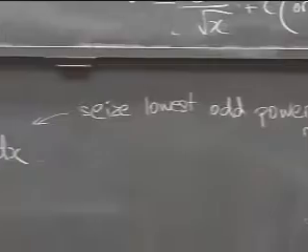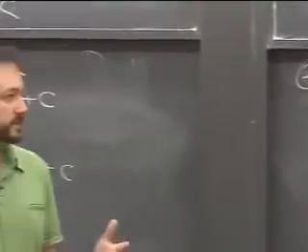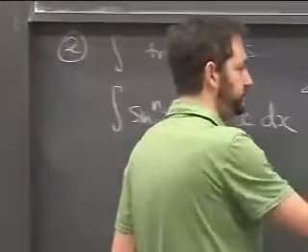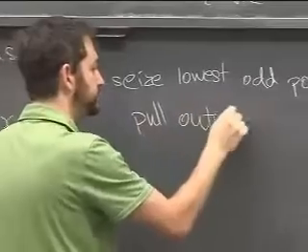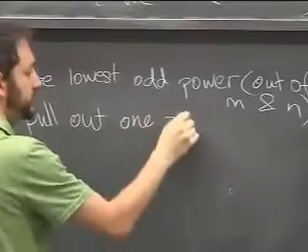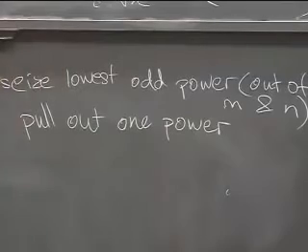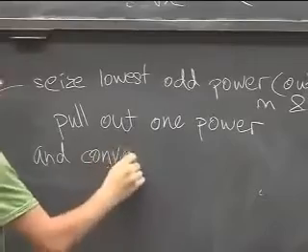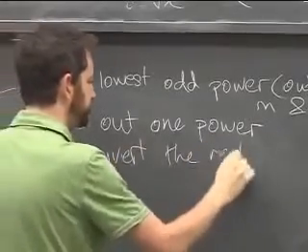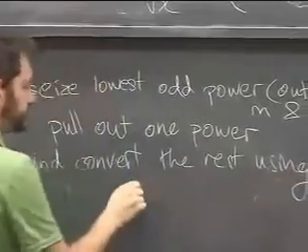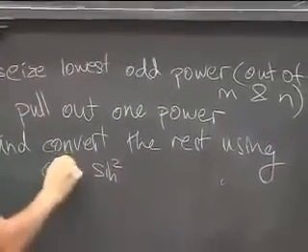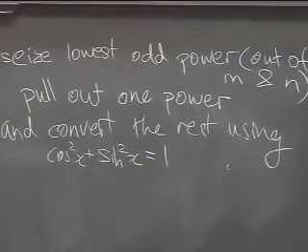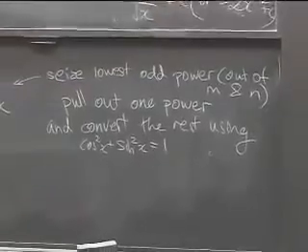Okay, so what good does that do you? Well, what you want to do is pull out one power of this, and factor the rest, or convert the rest using cosine squared x plus sine squared x equals 1. That's just the summary in a nutshell. Of course, it doesn't really tell you anything unless you understand it in the context of an example.